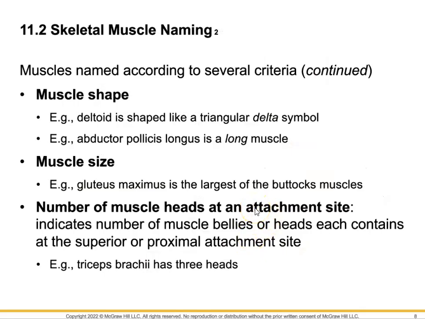We also name muscles based on their shape. The deltoid, which is your shoulder muscle, is an upside-down triangle. Well, a triangle is delta. We just turn it upside down so that we're looking at it in a different orientation. If you're looking at the deltoid, the wide part of the triangle would be at the shoulder end. The pointy part of the triangle would insert on the humerus.